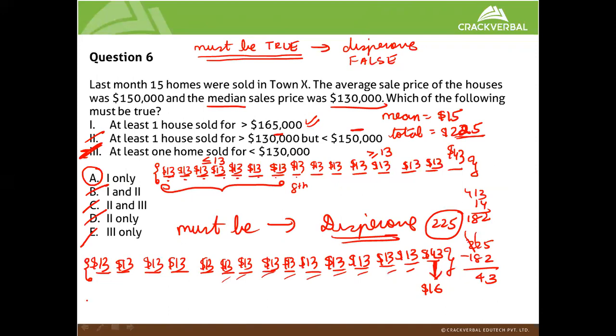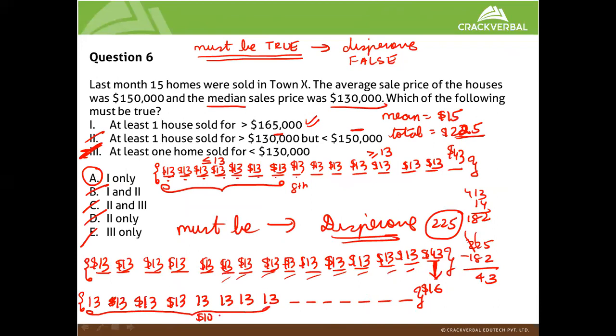I can take another scenario here. I can keep all the first 8 houses to be 13, 13, 13, 13, 13, 13. So 1, 2, 3, 4, 5, 6, 7, 8. And all the houses beyond that, so 9, 10, 11, 12, 13, 14, 15. See, 13 into 8 is going to give me 104. So since I need to have the total as 225, 225 minus 104 is 121. So all these last 7 houses have to take 121.